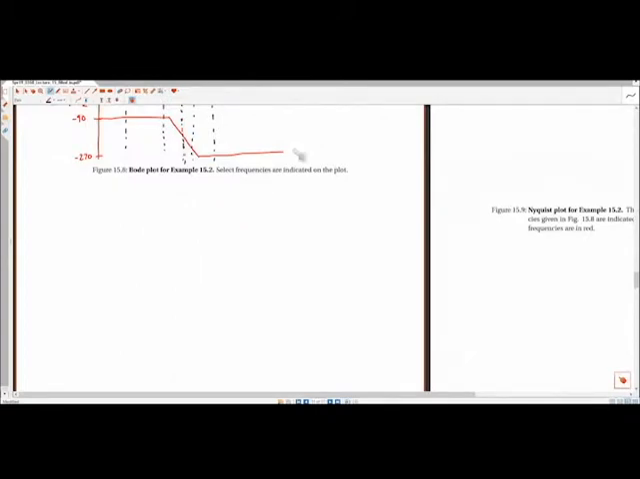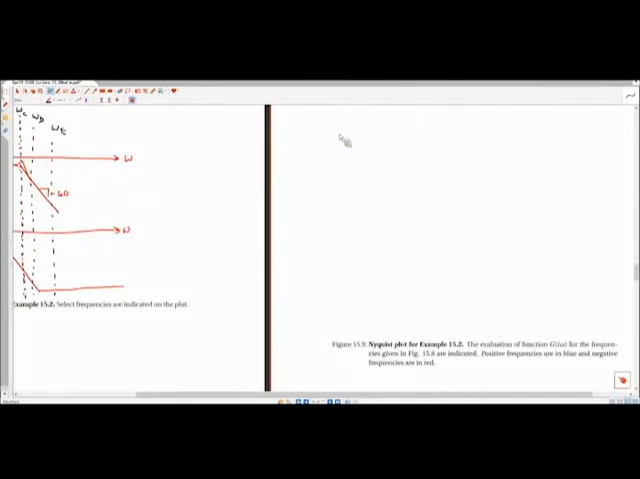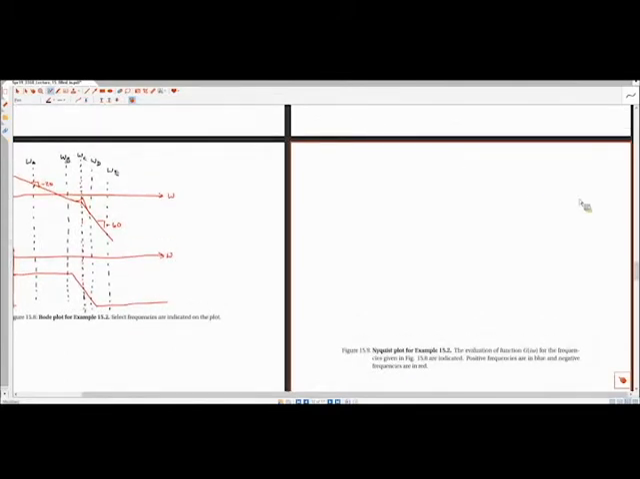So then we're going to plot the Nyquist plot for this. Plenty of space here. Okay, so looking at these 5 frequencies of interest here.